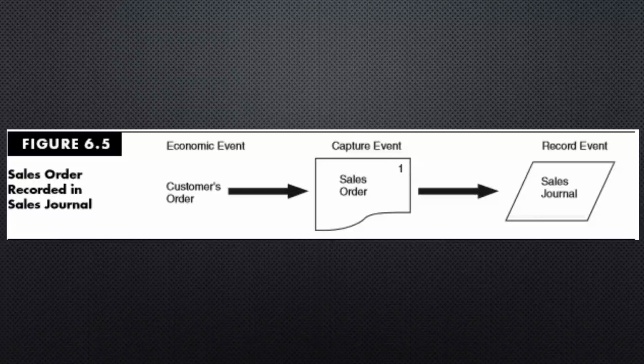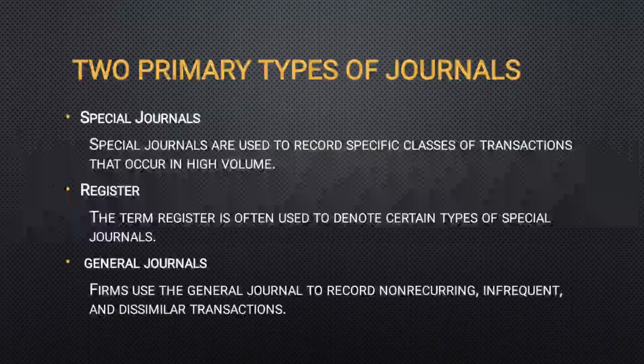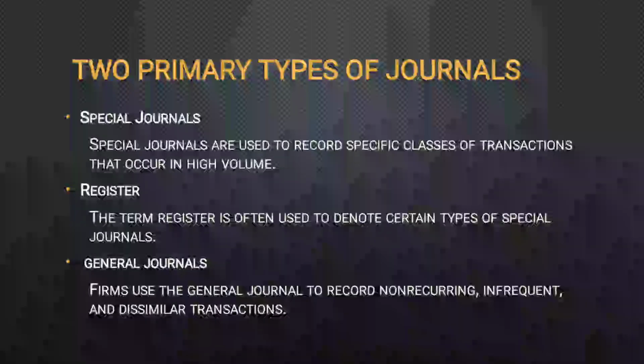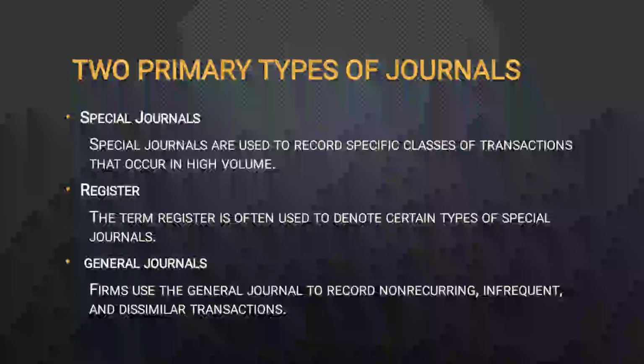So, there are two primary types of journal. Uno doon is yung special journal. Special journals are used to record specific classes of transactions that occur in high volume. Dito lang naman sa special journals are used to record specific types of high volume information. Then, yung next is register. Dinidenote lang naman niya yung certain type of special journals.